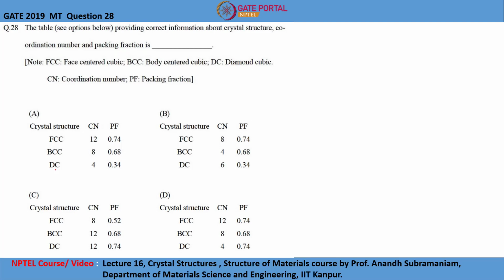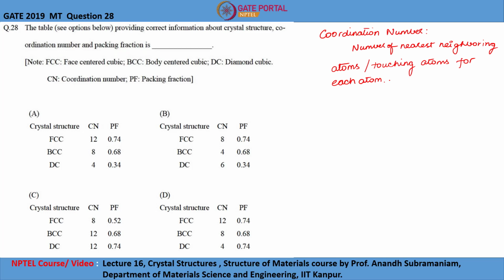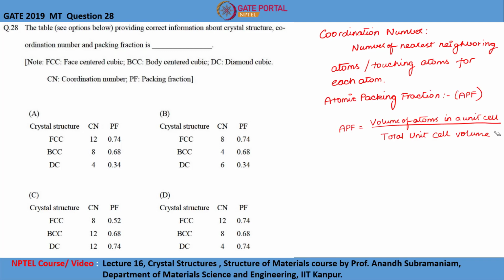So on the whole, we need to find the correct coordination number and packing fraction for face-centered cubic, body-centered cubic and diamond cubic structures. So before going to the solution, let me briefly discuss what coordination number and packing fraction mean. So coordination number represents the number of nearest neighboring atoms, or the number of atoms that are touching each atom in a unit cell. And atomic packing fraction represents the sum of volume of all the atoms in a unit cell divided by the total unit cell volume.